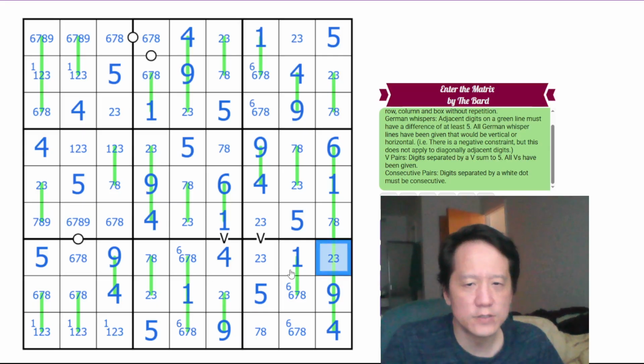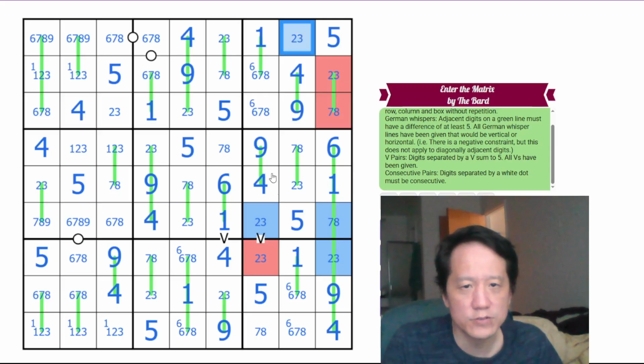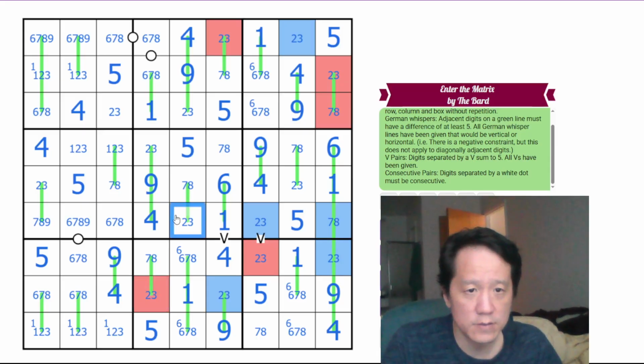So this will make blue. This will be the red pair. The blue has to be with the blue. This is red, then has to be with the red. This is blue. This is blue also, which makes this red. This is then blue, which makes this red, which makes that blue, which makes this red.